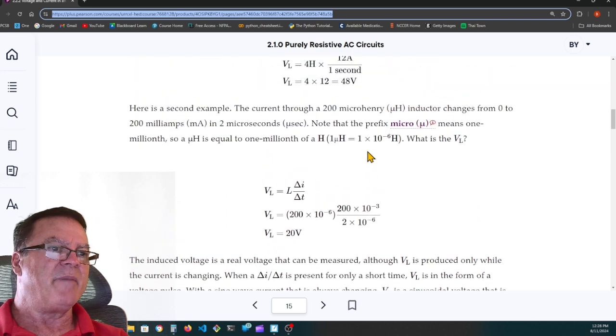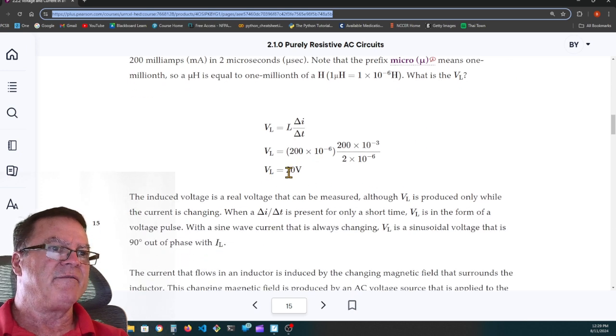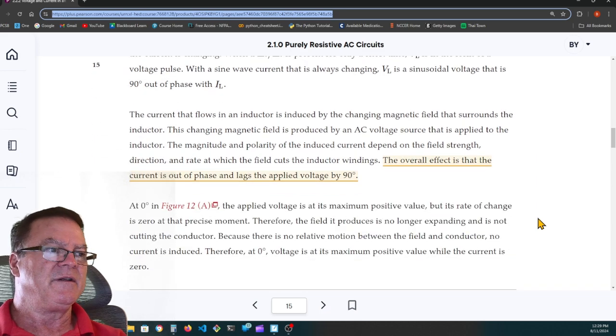So if they were talking about milliamps, and now all of a sudden they have a voltage drop of 20 volts, they can have literally thousands of amps. They can burn this thing up if it's a tiny little inductor. They can burn it up.